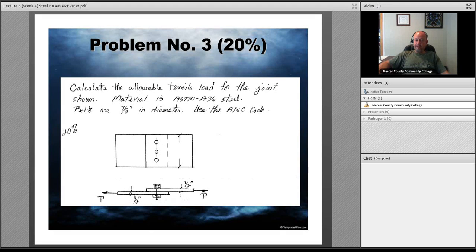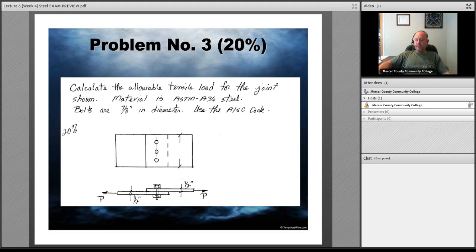Problem number 3 is a tension member. Anytime you hear tension member, all that means is you're going to turn to page 51 of your blue book, and you're going to use 2 equations. They're at the top, FT1 and FT2. That's it.